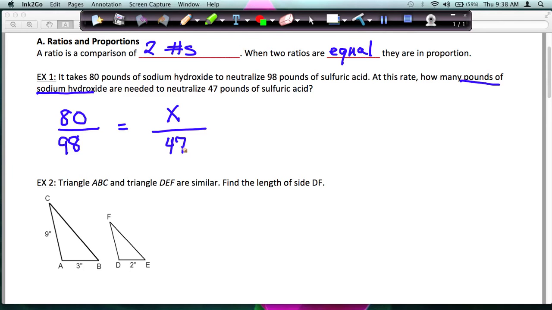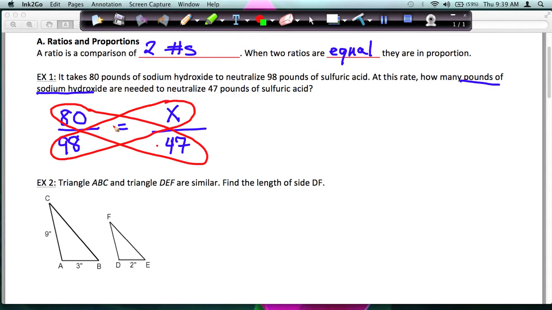You could set this up a different way. You just need to make sure that whatever you have here is similar to what you have here. At this point, I could multiply by the LCD to get rid of the fractions, but a shortcut is to just cross multiply. So I'm going to multiply these two together and this numerator and denominator together, and bring down the equal sign. I would multiply 98 times x, bring down the equal sign, and then multiply 80 times 47.